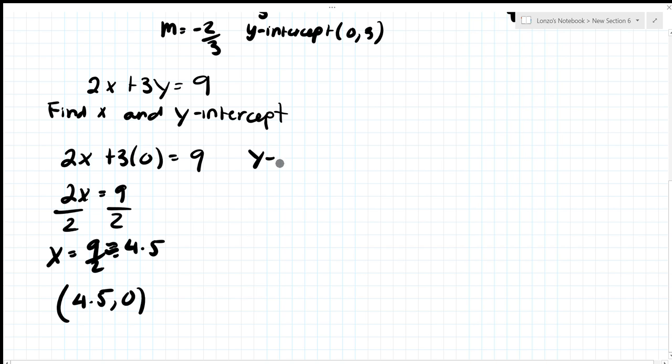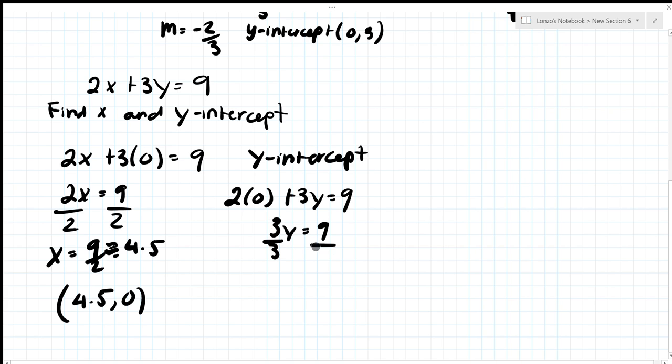So for our y-intercept, you plug in 0 for x, right? So it's 2 times 0 plus 3y equals 9. This becomes 0, so you're left with 3y equals 9, divided by 3, y equals 3. So our y-intercept in coordinate form is going to be (0, 3). And then you could just graph those 2 points, because that's all you really need.